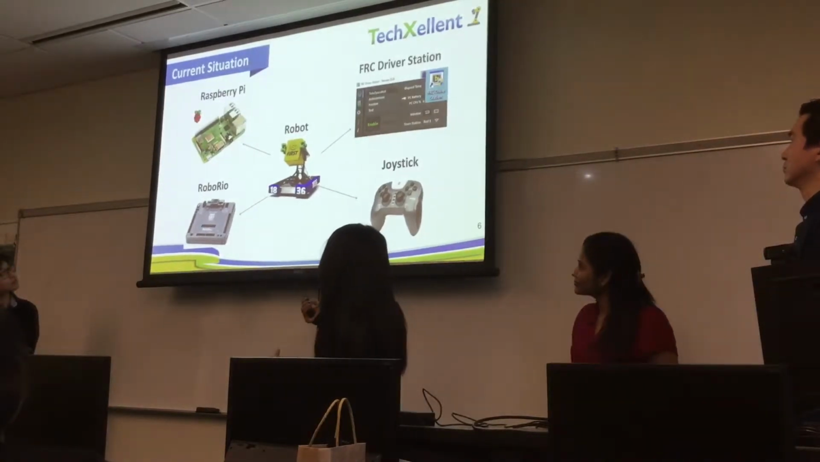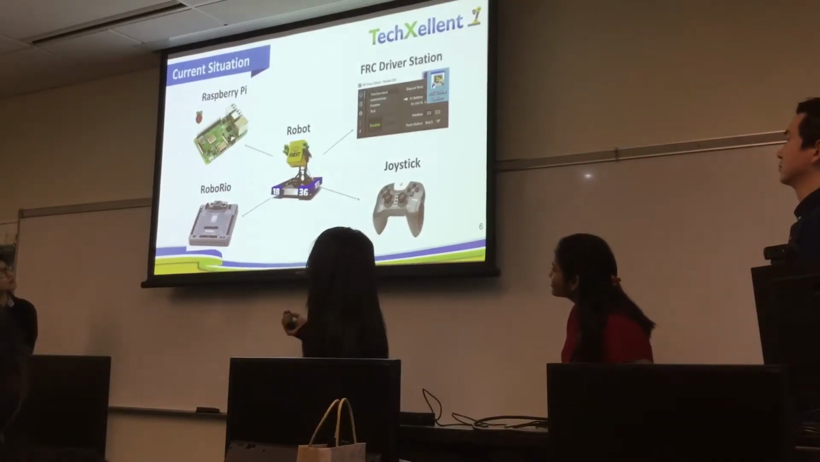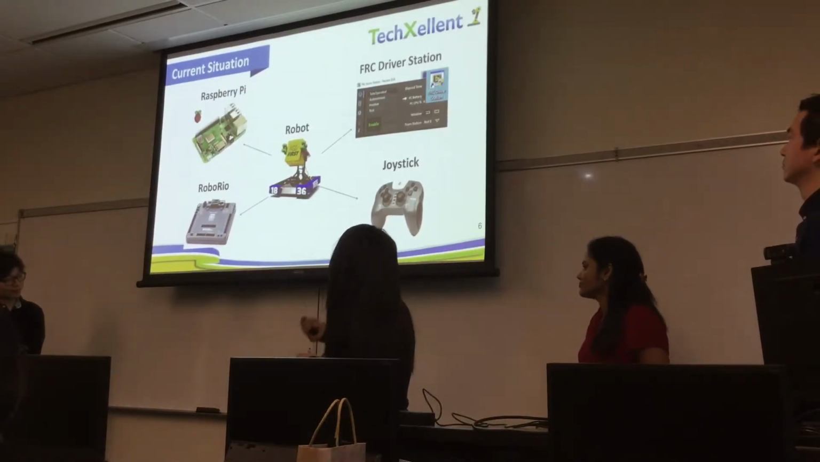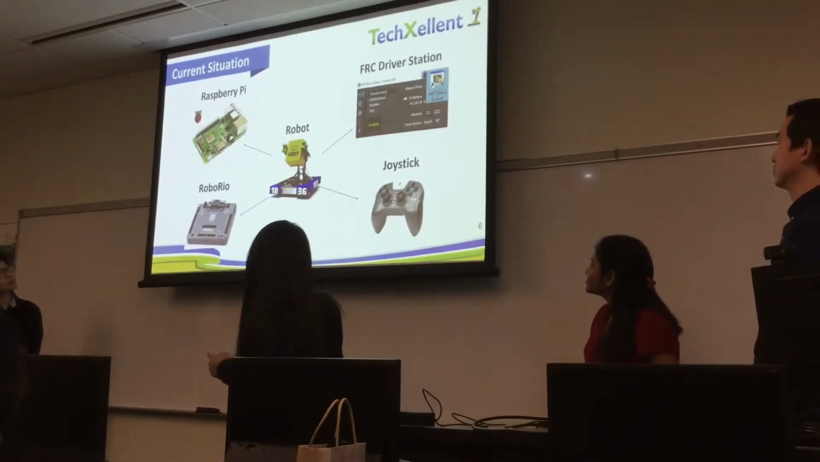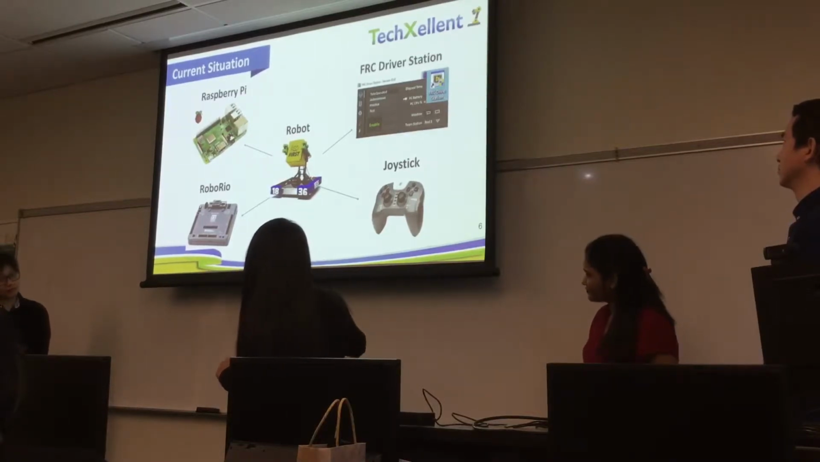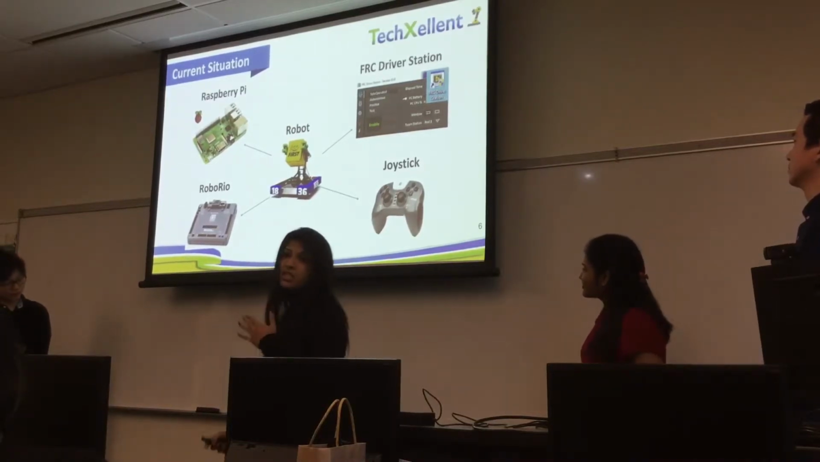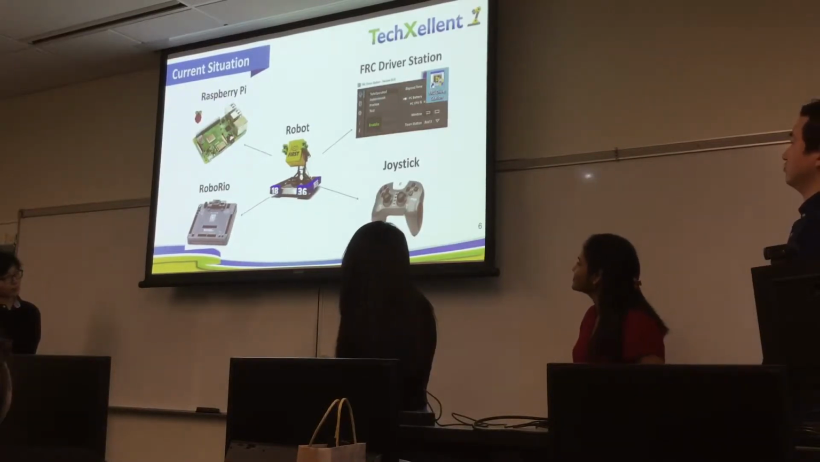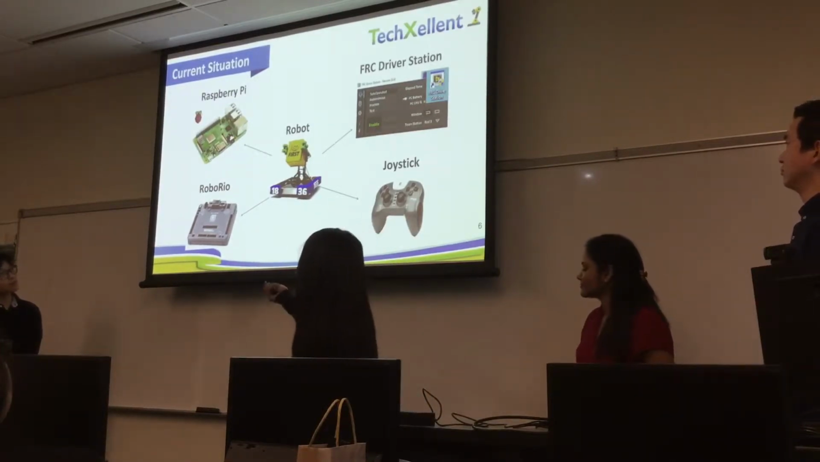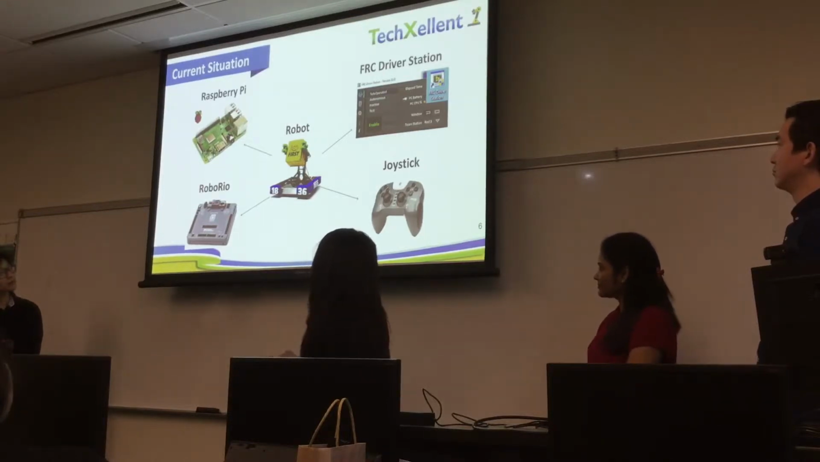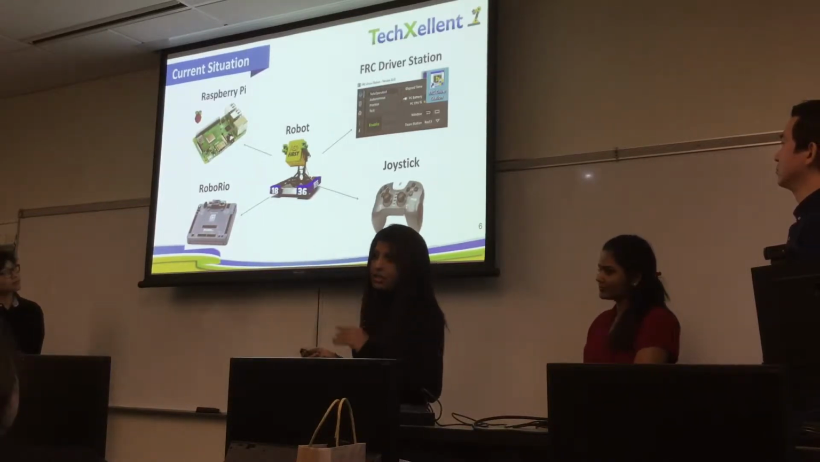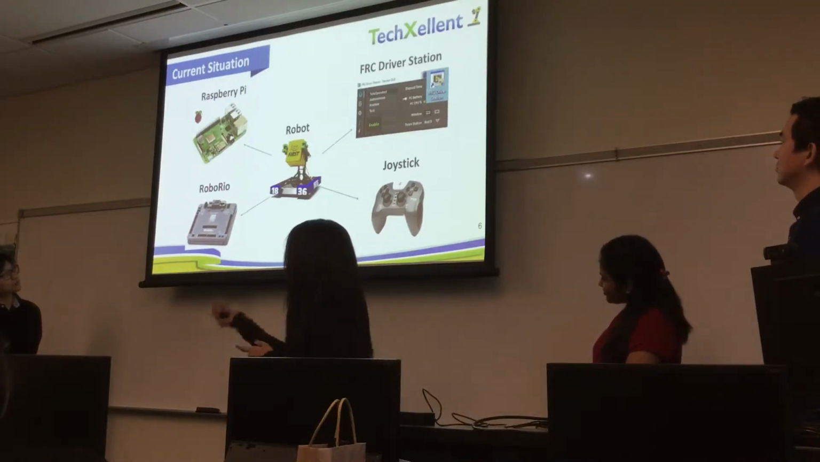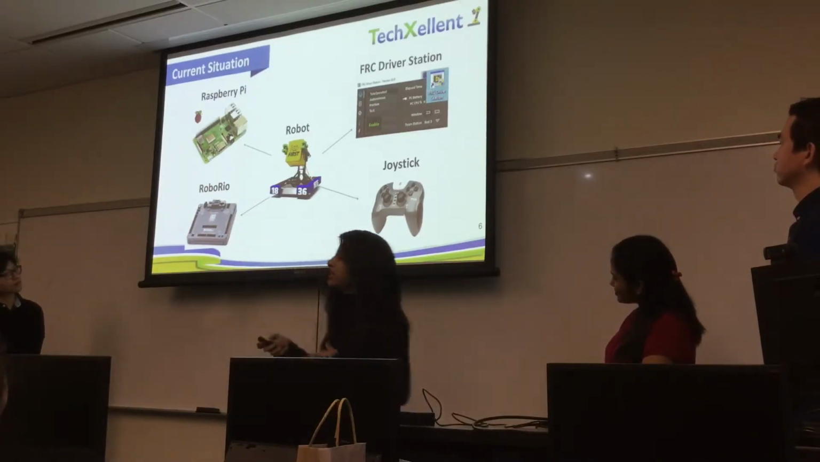You can see the Raspberry Pi here. They used the Raspberry Pi for this project, and for the user interface they used the FRC driver station, where they can control the robot. They also use the controller here, and this is the rover here. This is the current situation. My friend Vamsi will explain all these devices.